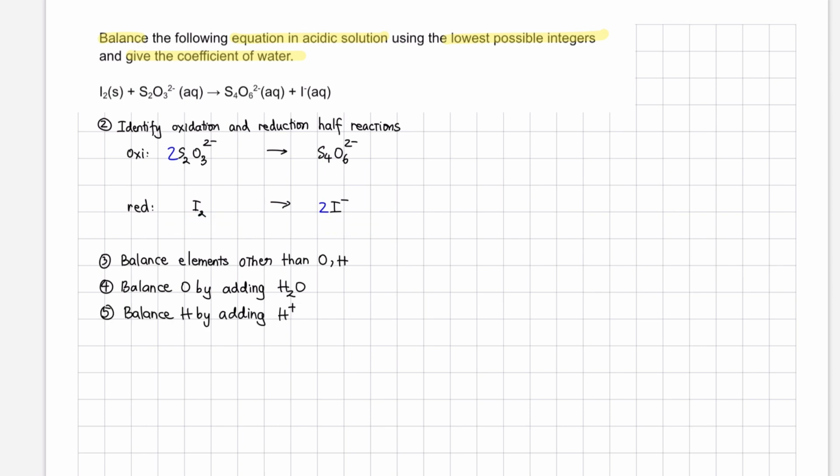Moving on to the next step, step 5 is about balancing hydrogen by adding H plus to either side. So, looking at the oxidation half, we have 0 hydrogen on the left side and 0 hydrogen on the right side as well. So the number of hydrogen on both sides is already balanced. They're both 0, so we don't have to add H plus to either side.